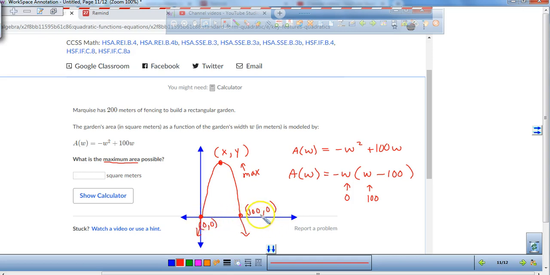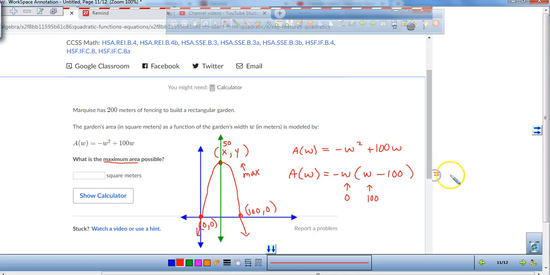Now, how does this help us find our maximum? Well, here's the cool news. The maximum will always be the vertex, and the vertex is perfectly placed between your zeros. So right perfectly between your zeros. If I'm at a 0, 0 and a 100, 0, I know my x value has to be 50. Now, how is that going to help us find our maximum? Well, all I have to do is plug in a 50 into the equation.